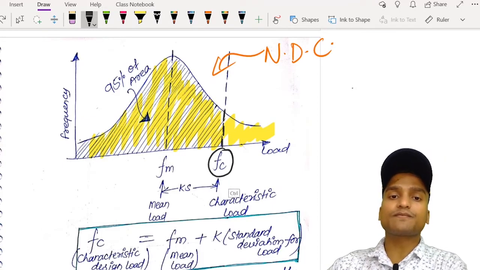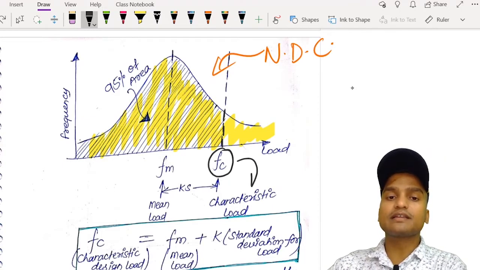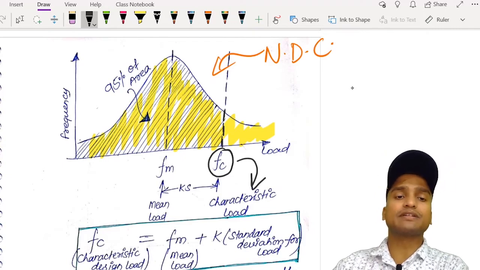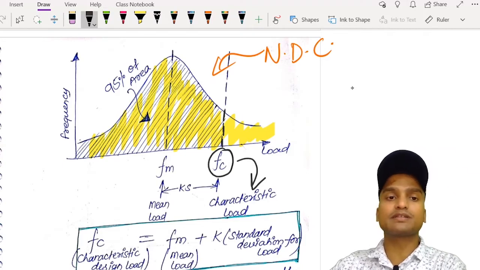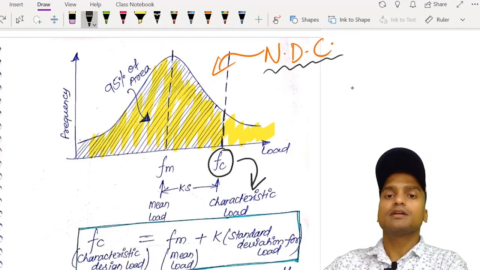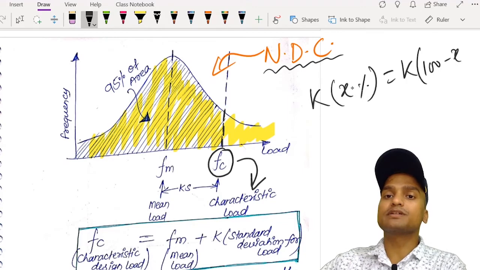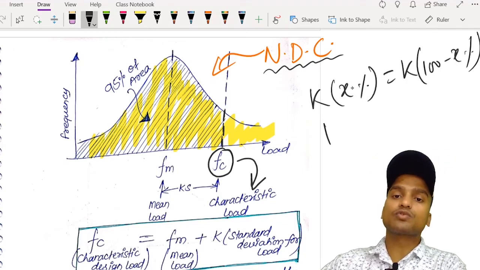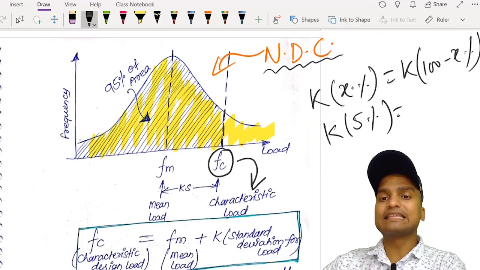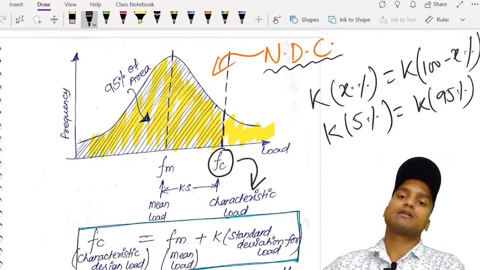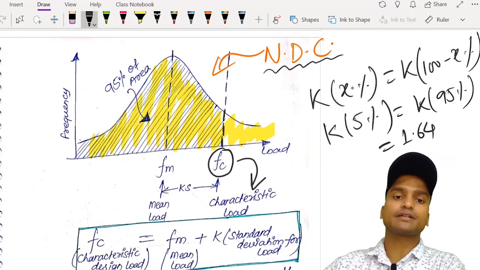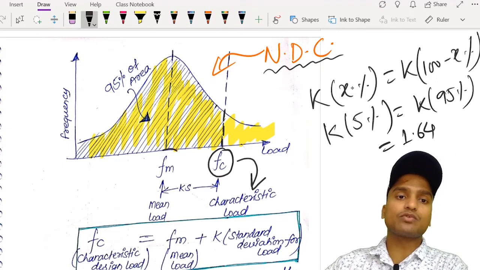So this value of FC which you are seeing is considered as characteristic load, and since the percentage of area is again here similar like in previous case, earlier it was 5%, now it is 95%. In normal distribution curve, the constant for x percentage is same as the constant for 100 minus x percentage. You agree with this? So k for 5% will be same as the k for 95%, which is equal to 1.64. All right. So we can easily calculate the mean load.